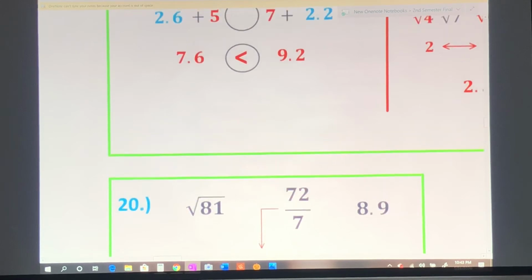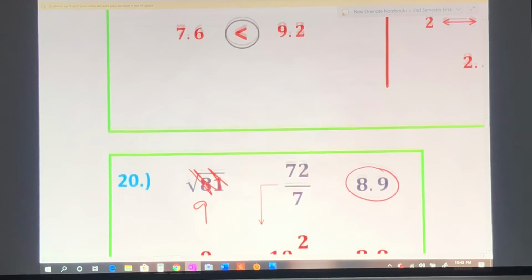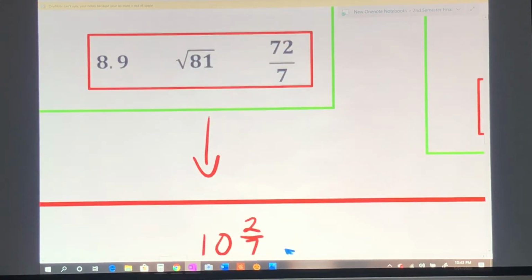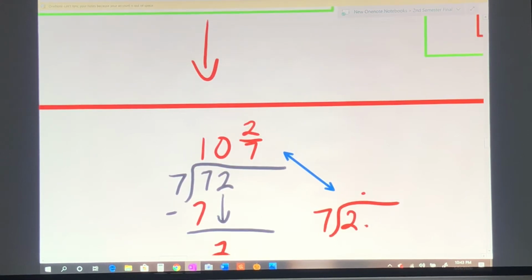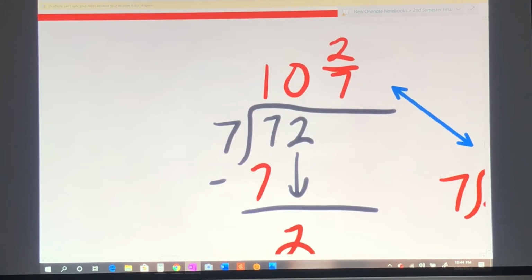Okay, they want you to go least to greatest. Well, the square root of 81 is 9, and that's already just the number. The only one I've got to figure out is 72 over 7. If you divide that, 72 divided by 7. See, when it's not typed in, it's not that pretty. 7 goes in 10 times, bring down the 2, and you get 10 and 2 sevenths.